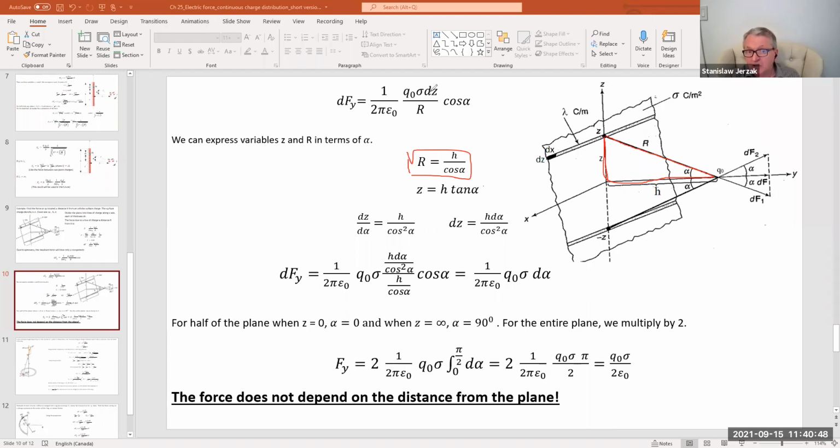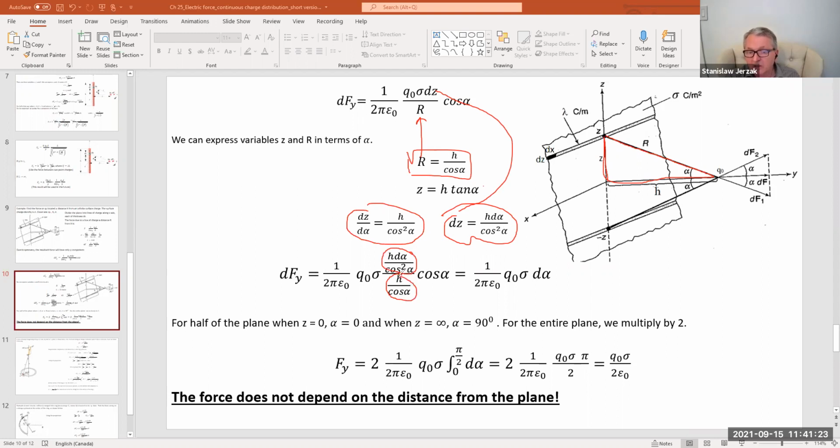But I need dz in the expression. So I find the derivative dz d alpha. H is constant. The derivative of tangent alpha with respect to alpha is 1 over cosine squared alpha. And then treating dz d alpha as two differentials, dz can be written as H d alpha divided by cosine squared alpha. So now I substitute this for dz, and this for capital R. Instead of dz, I substituted this. Instead of capital R, I substituted this.